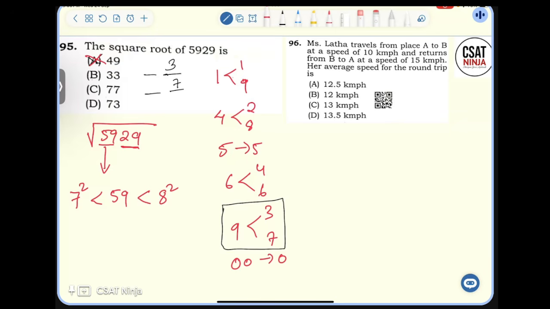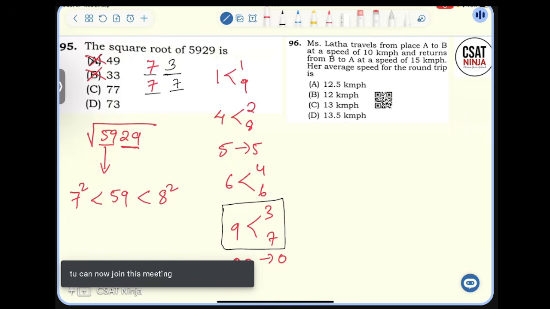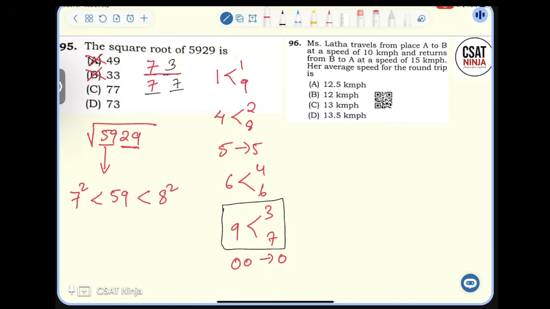The smaller number will be your first digit. Just because of that, I can eliminate this option. I have two options now, 77 or 73.